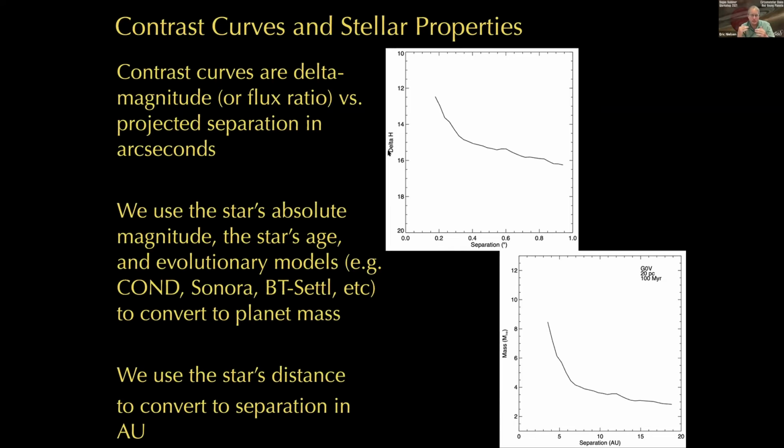To convert the y-axis to physical units, to the mass of the planet, something that we're all very much interested in, we need to use our favorite evolutionary models. We need to use the absolute magnitude of the star, as well as the star's age, in order to convert that delta H into a mass of the planet. These are the answers I get for a G0 star that's 100 million years old. And then we use the star's distance to convert the x-axis, separation in arcseconds, into separation in AU.